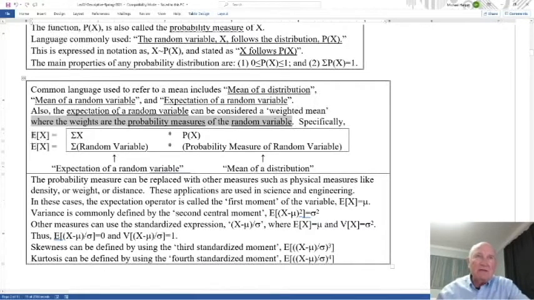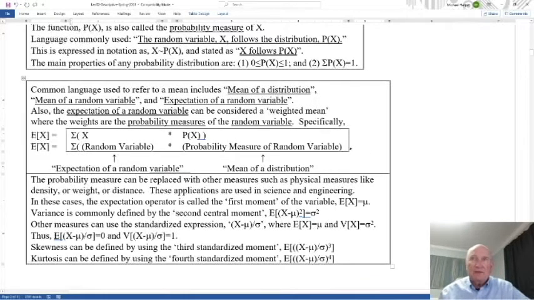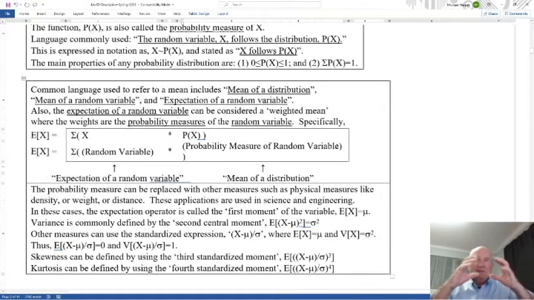Specifically, the expectation of x, there's the equation: the sum of x times p of x, where this is the sum of the random variable times the probability measure of the random variable. I want to make sure you recognize that if I put a parenthesis here and a parenthesis here, x and p of x are together. It's not the sum of x times the probability; they're together. Same here. In other words, that's one variable.